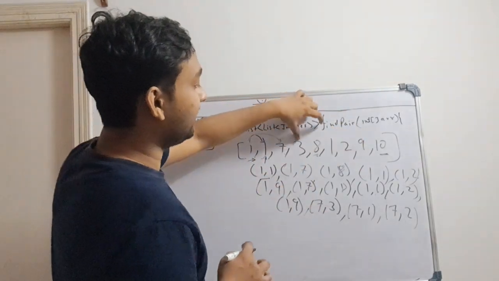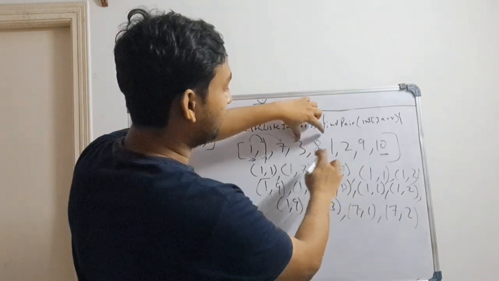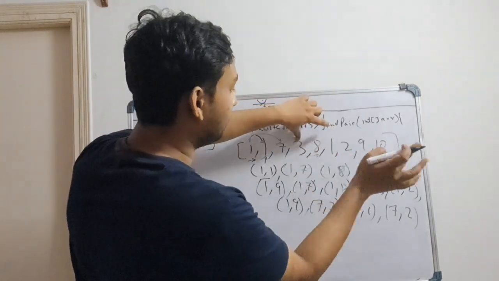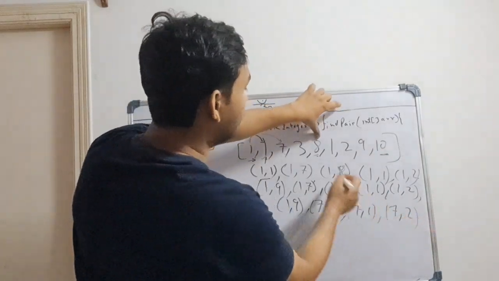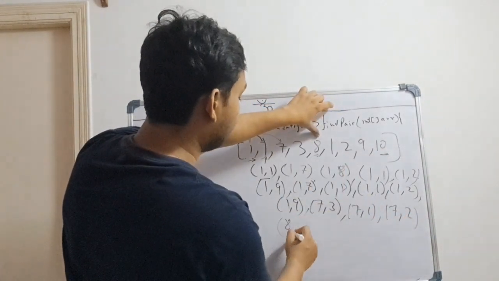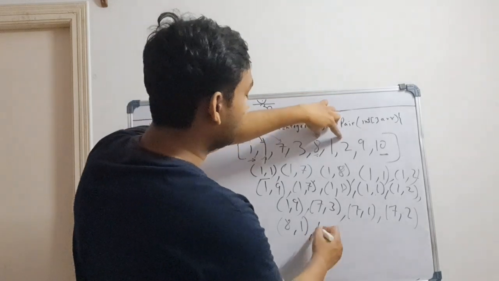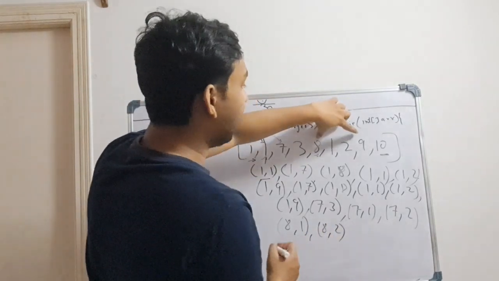Then I will check with 3. 3 plus 8 is not present, 3 plus 1 not present, 3 plus 2 not present, 3 plus 9, 3 plus 10 not present. Then I will check with 8. 8 plus 1 is 9, so it's present, 8 and 1. Then 8 and 2 is present, 8 and 2. Then 8 and 9 not present.